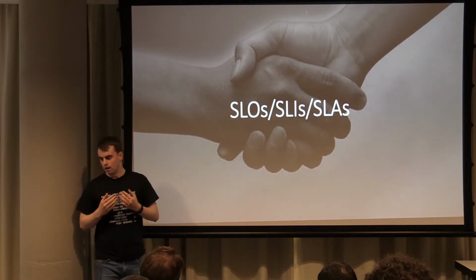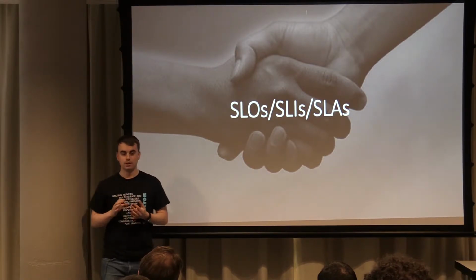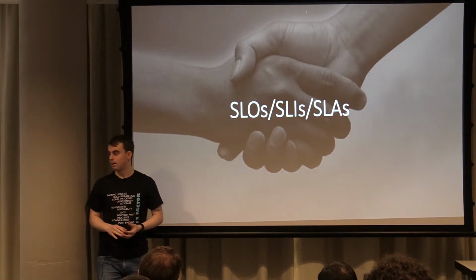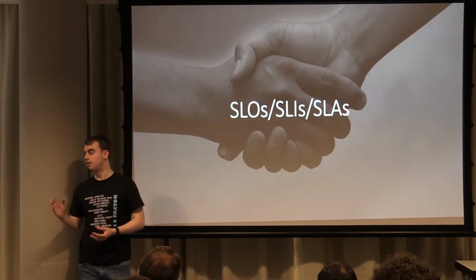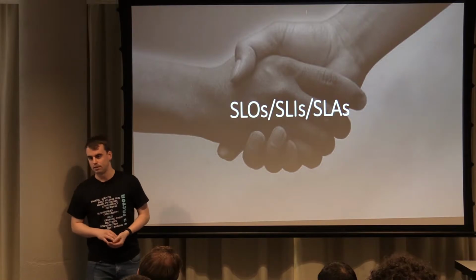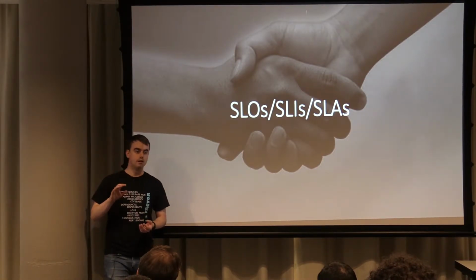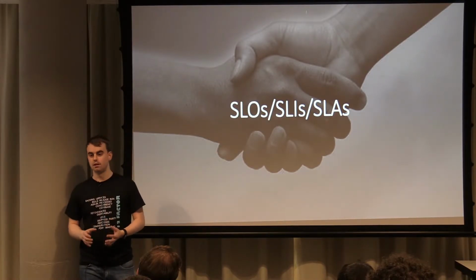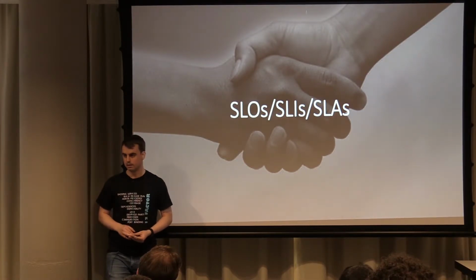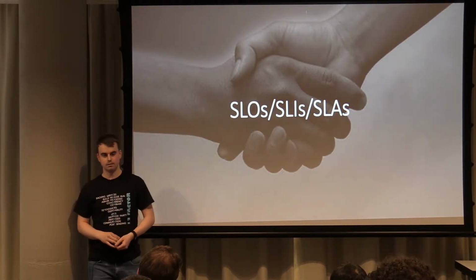So if I have a product or I'm selling a service to customers, I might have an SLA with them that 99% of requests will be served under 5 milliseconds. The team that's developing the service and releasing it would have an SLO that 99.99% of requests will be served under 5 milliseconds. And the SLI in that is latency, how you measure it.